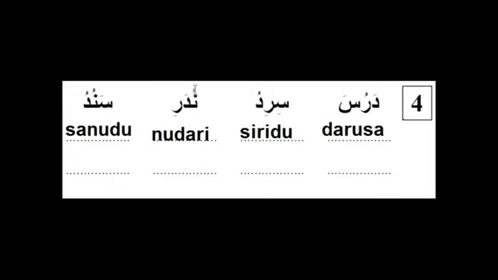Next word. Nudari. The noon with the dhamma, nu. The dal with the fatha, da. The ra with the kasra, ri. Sorry, the ra with the kasra, ri. So let's add them together. Nu, da, ri. Nudari.